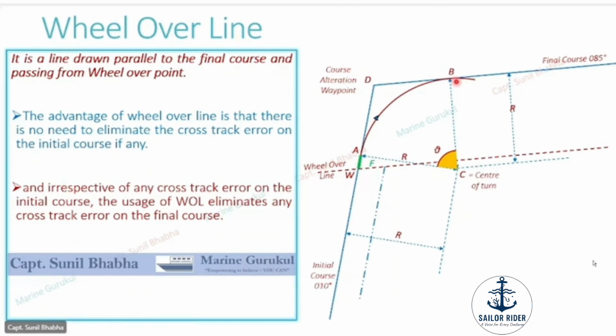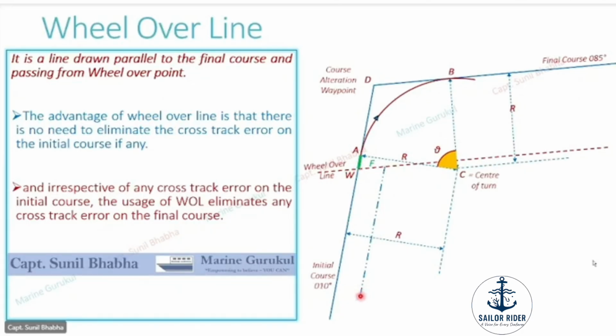Now, if we have a wheel over line and the vessel is in open sea, and this much cross track does not put the vessel into danger, it is still in safe waters. If the vessel is in restricted waters, this much cross track needs to be corrected. The vessel should have 0 cross track error. But if the vessel is in open sea and this cross track error is present, and we have the wheel over line marked, we do not need to correct the cross track error.